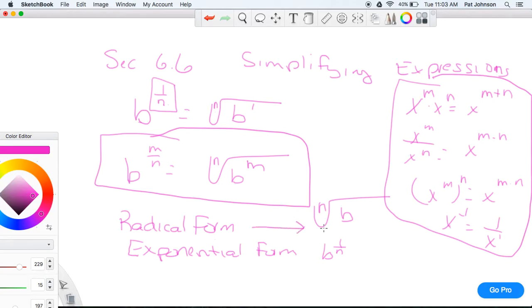Now, radical form is when you have a radical sign. So it's written like that, that is radical form. Exponential form is when you have an exponent. All right, so know the difference. Exponential form, radical form. That's all that is.